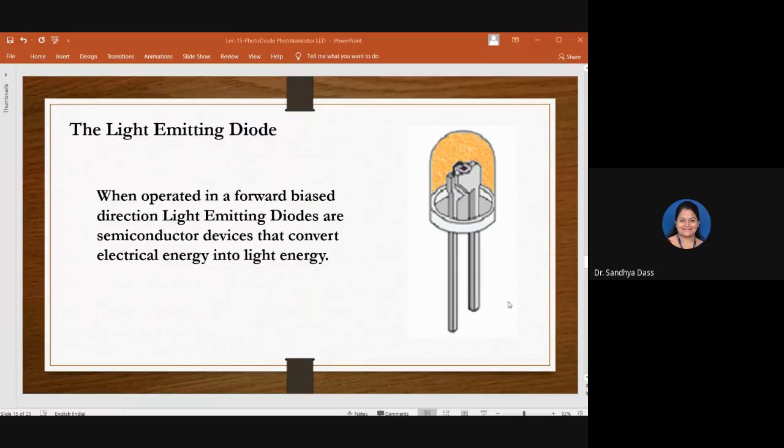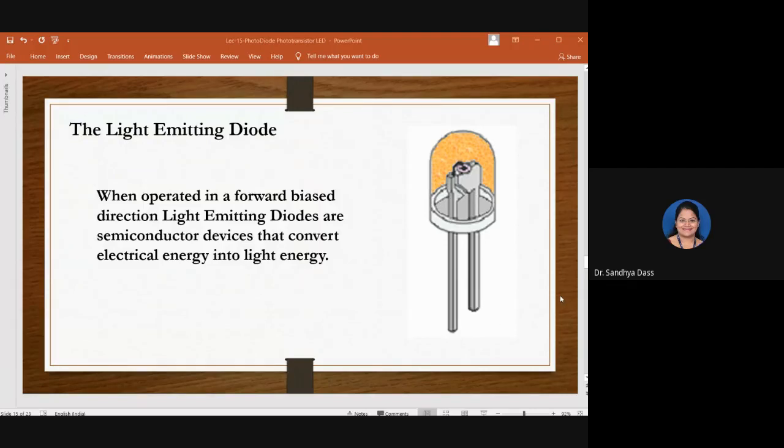When operated in forward bias, light emitting diodes are semiconductor devices that convert electrical energy into light energy. We have to note here that the reverse breakdown voltage of an LED is very low, typically around 5 volts. If it exceeds this reverse voltage, then they will get fused. So we have to take care whenever using LEDs in circuits.